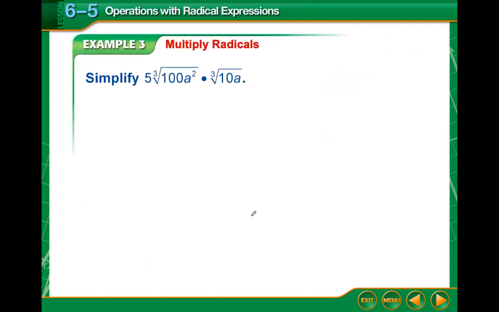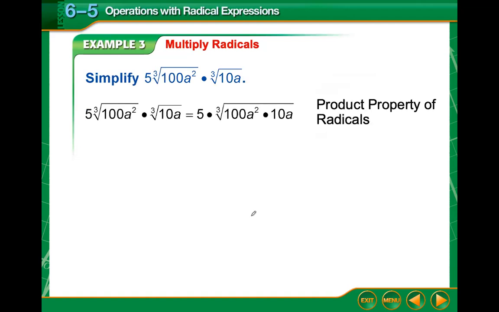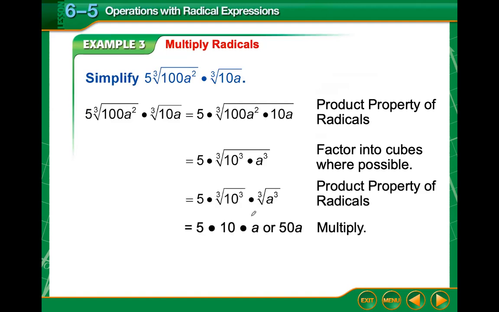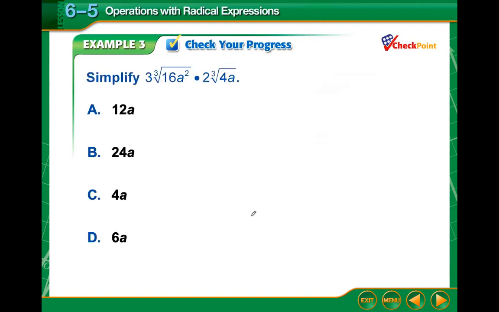So we're going to go ahead and multiply radicals. We're going to use the product property. And to simplify, we're going to see if we can write them as cubes, which we can. In this case, we get simply 50a, because you multiply like with like. All right, go ahead and try this one. All right, what we're going to get here is B, 24a.